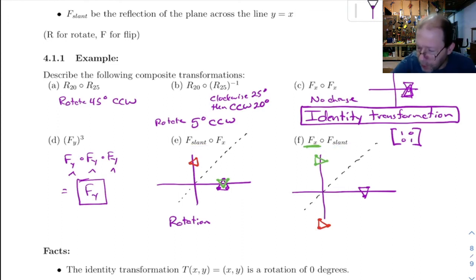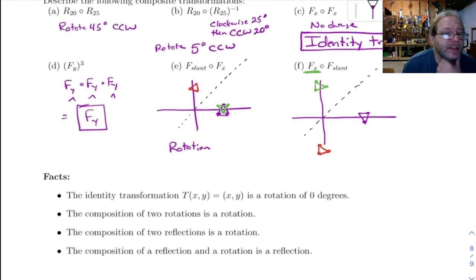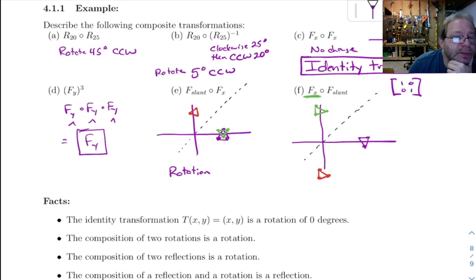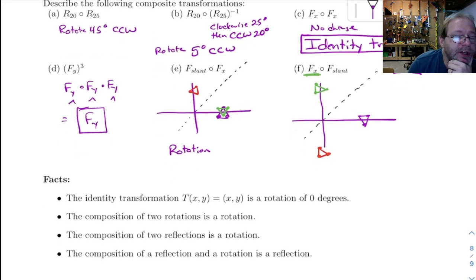So there are a few things to take out of this. These facts. The identity transformation is a rotation of 0 degrees. I already mentioned that. The composition of two rotations is another rotation. That's easy to see. The composition of two reflections is a rotation. That one's not as easy to see, but it's true. And the composition of a reflection and a rotation is a reflection. Now, you can kind of see this just from determinants.